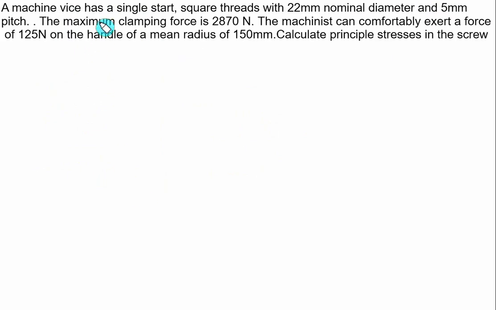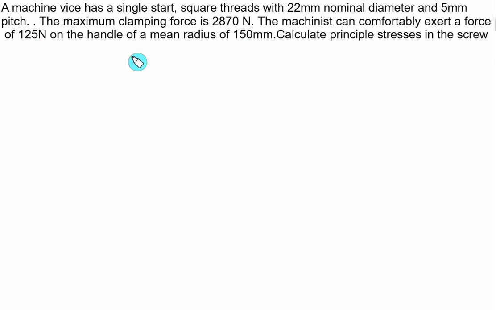A machine vise has a single start square thread of 22 mm nominal diameter and 5 mm pitch. The maximum clamping force F is equal to 2870 Newton. The machinist can comfortably exert a force of 125 Newton on the handle of the mean radius equal to 150. External force applied on the handle P is 125 and the length of handle LH is 150.